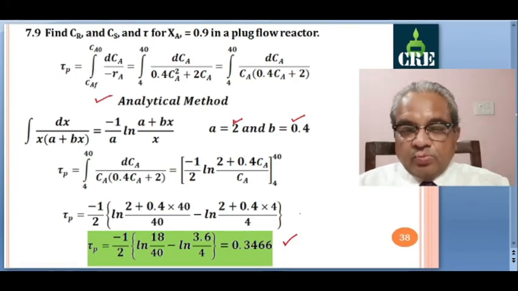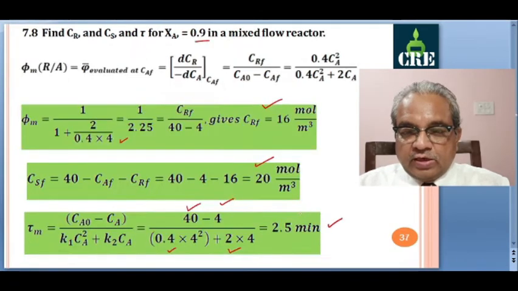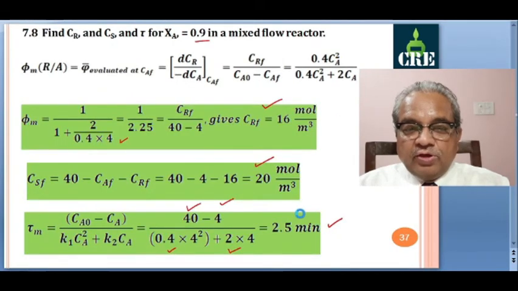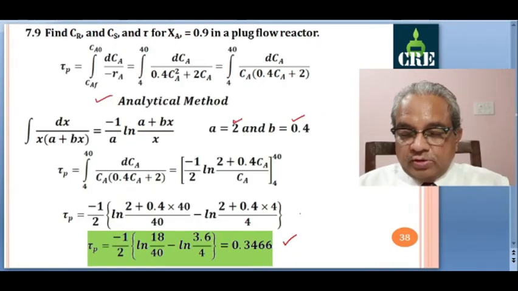and when you solve this completely for tau, what you get is 0.3466. So tau in the plug flow reactor is 0.3466 for the same duty, with the same reaction carried out. So you can see the time is reduced tremendously. It is 2.5 here and tau p is 0.34 only.